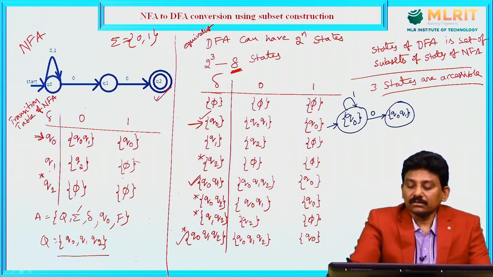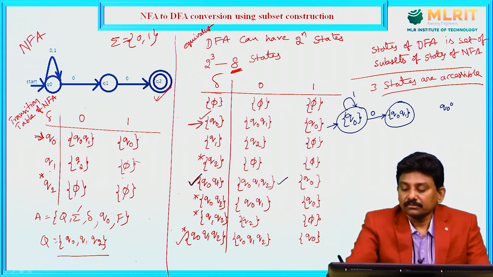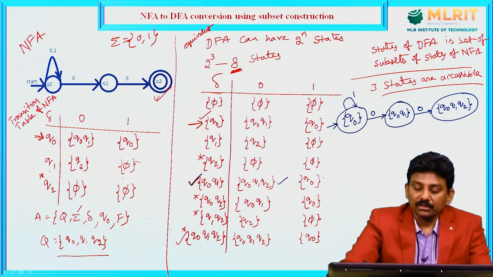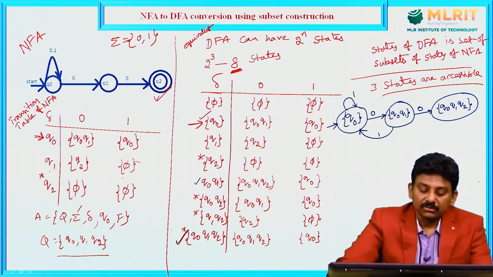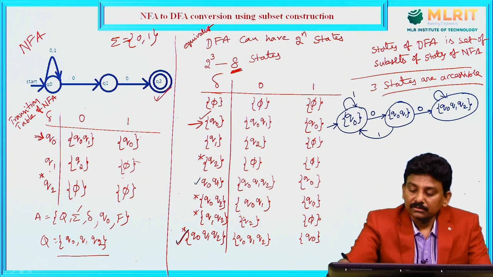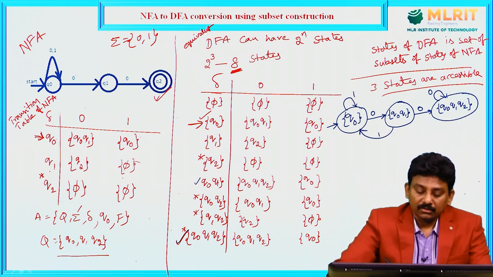Next, Q0, Q1 on 0 going to Q0, Q1, Q2. Next, Q0, Q1 on 1 going to Q0. Next, Q0, Q1, Q2 on 0, same self state. Next, Q0, Q1, Q2 on 1 going to Q0.